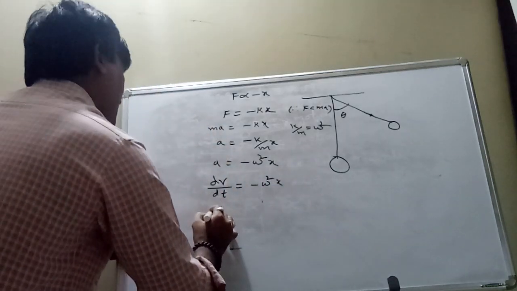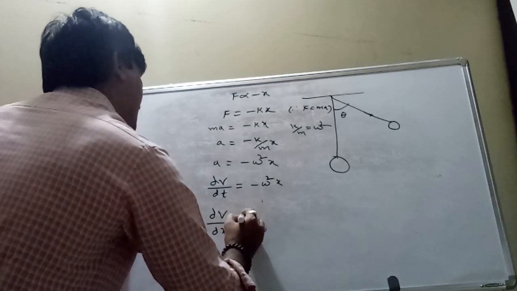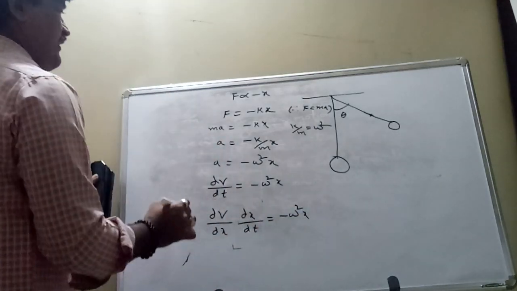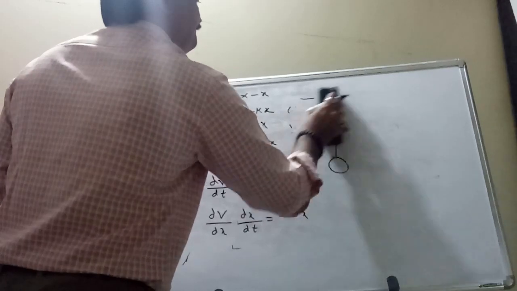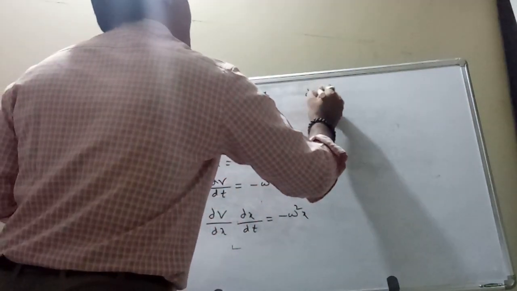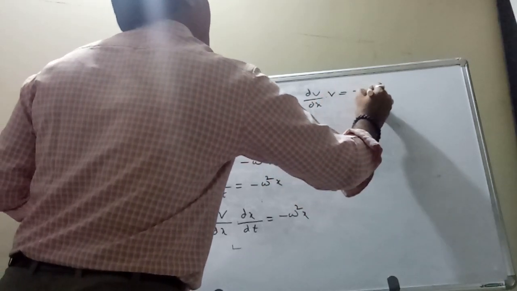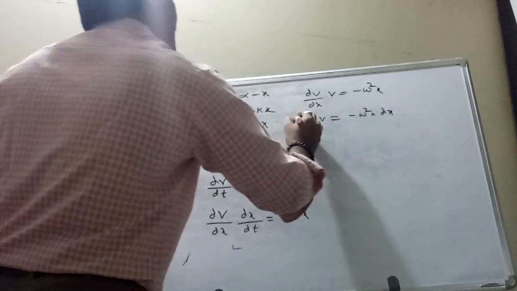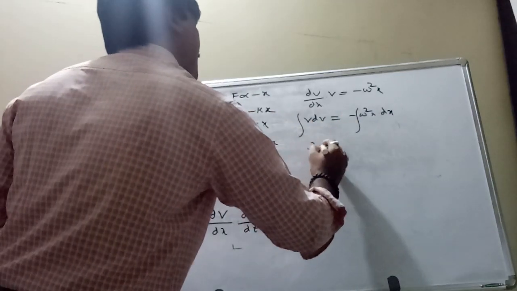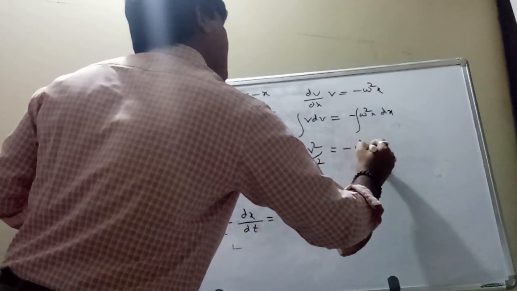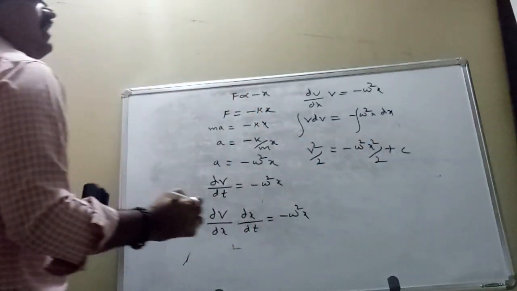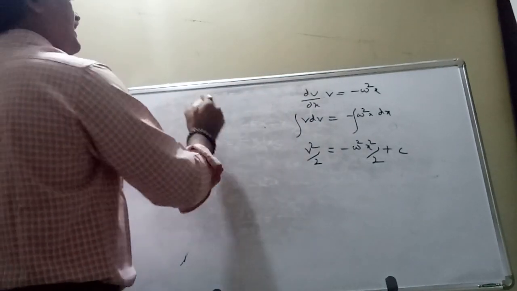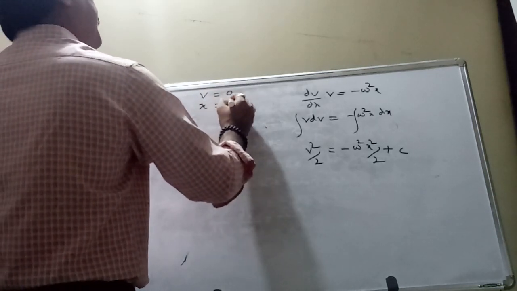So dv by dt is dv by dx into dx by dt, which equals minus omega squared into x. Here dx by dt is equal to v. So v dv by dx equals minus omega squared x, so v dv equals minus omega squared x dx. Integrating both sides, v squared by 2 equals minus omega squared x squared by 2 plus c, where c is the integration constant. At the extreme position, v equals 0 and x equals a.